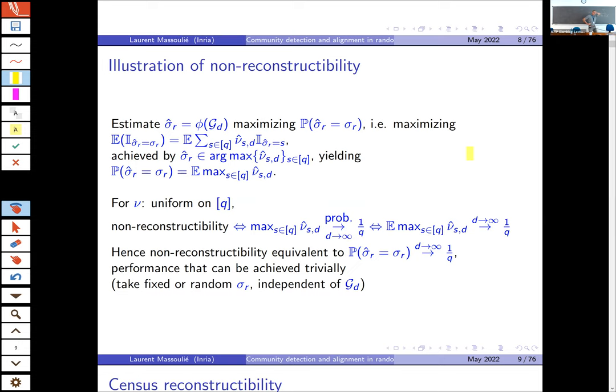A way to understand this non-reconstructibility property is then the following. It will hold if and only if for the best estimator sigma hat that you can construct for the spin at the root sigma r, under the assumption of non-reconstructibility, the probability that you guess right will converge to 1 over Q, no matter how smart you are, because the way to maximize this probability of guessing right is to guess the value that maximizes the conditional probability. Since this conditional probability converges to 1 over Q, that's the performance you get. And that's a trivial performance that you can achieve by guessing at random. So that's a way to understand this property.